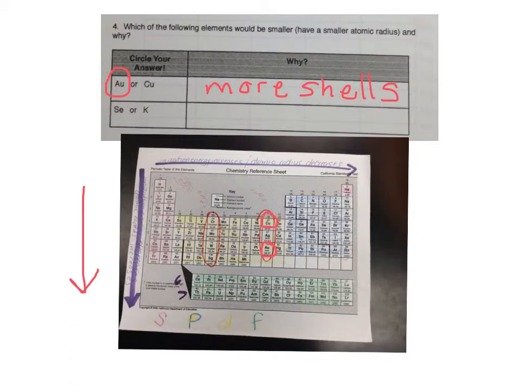Now how about selenium or potassium? Here's potassium, here's selenium. Selenium is further to the right. As we go across the periodic table, the atomic radius decreases. So potassium would be your larger element. Why is that? When you have more electrons, you have more pull. It gets pulled in tighter to the nucleus.